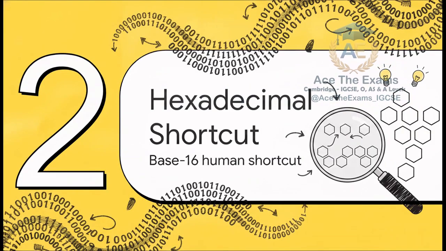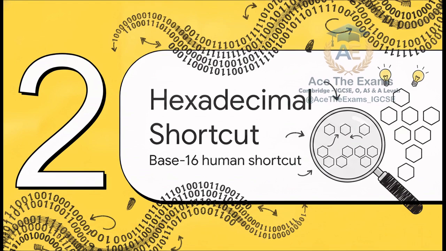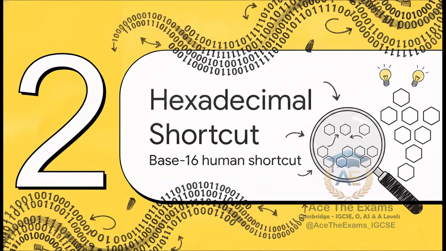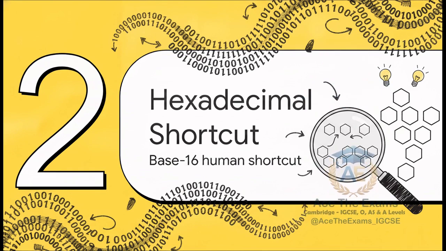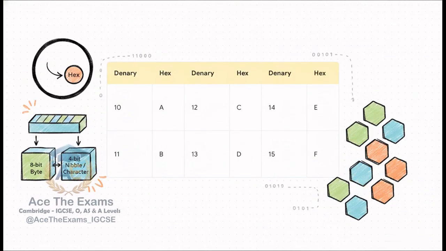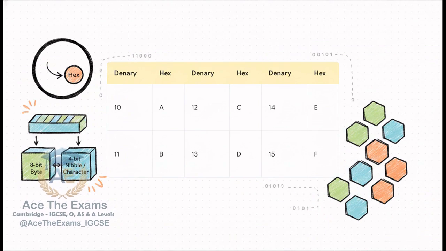Moving on to Section 2. Hexadecimal, the human shortcut. Let's see how we make long, messy strings of binary actually readable for us humans. Because let's face it, staring at thousands of ones and zeros is a guaranteed headache. Enter hexadecimal. Hexadecimal is a base 16 system, and it acts as a massive shortcut for computer scientists.